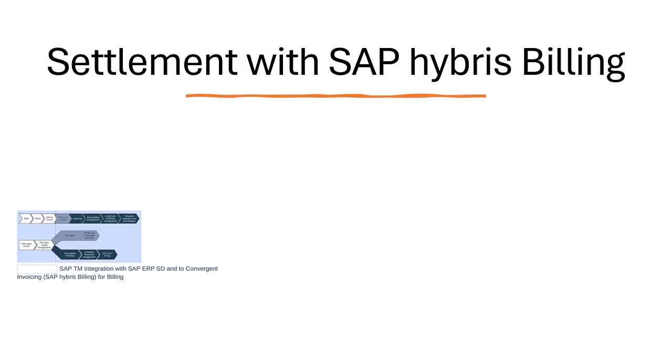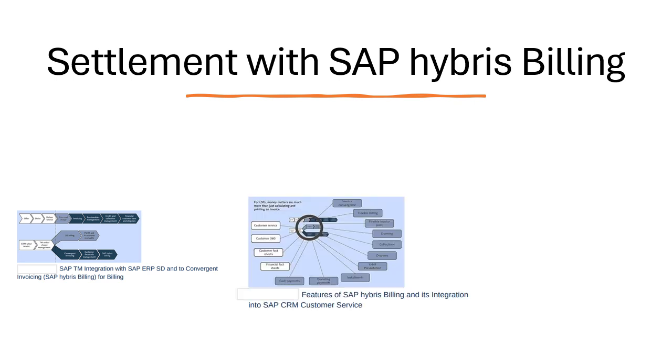Next, this image shows the integration between SAP TM, SAP ERP, SD, and SAP Hybris for billing. It also highlights how these systems work together to streamline the invoicing business process. This image shows the features of SAP Hybris billing, and it also integrates with SAP CRM for customer service. It also emphasizes the system collaboration to provide seamless billing and customer support.